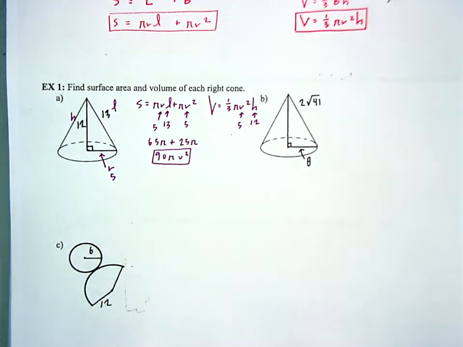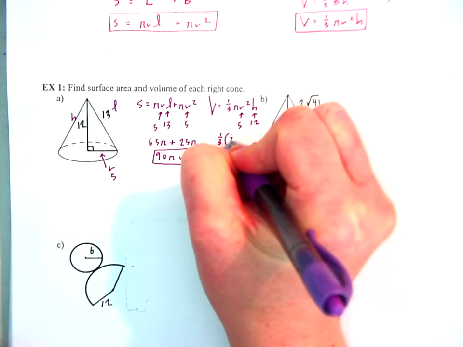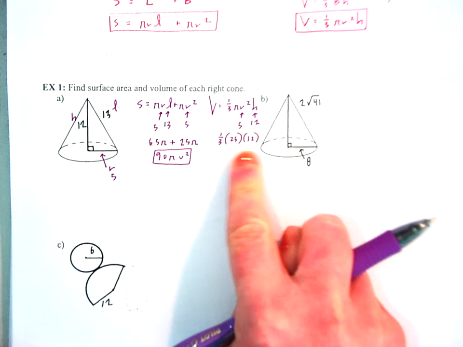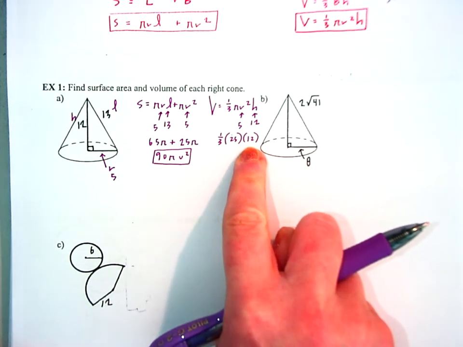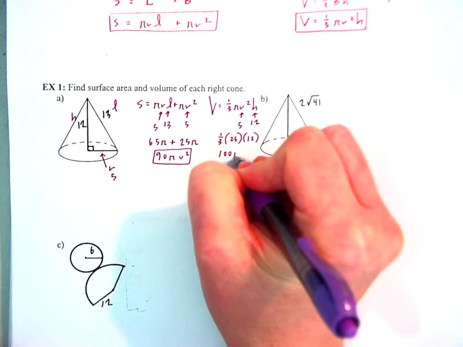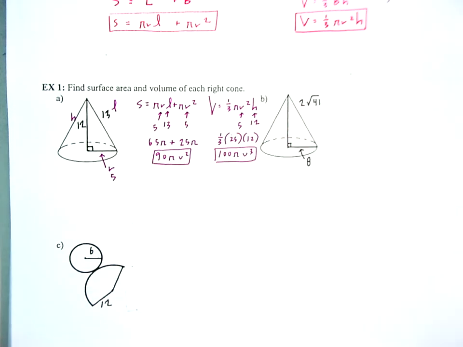Okay, for volume, here I'm taking 1/3 of 25. Let me write that out to see it more clearly. 1/3 of 25 times 12. So I probably take the third of 12 first because 12 is divisible by 3. So I have 4 times 25 and I get 100. So 100 pi units cubed because we're talking about volume.